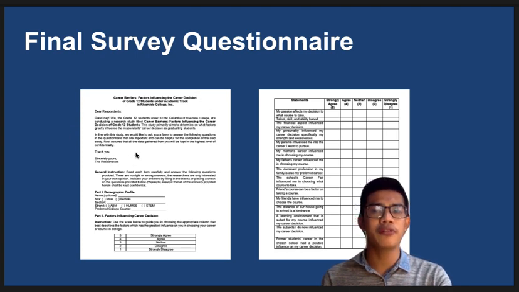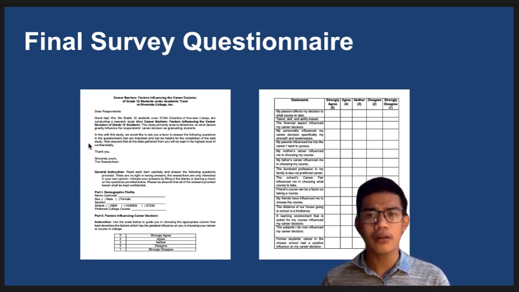So on top, you have to put a quick note there, telling the respondents what your study is all about, and address the confidentiality, informed consent, and privacy of data on top of your survey questionnaire. And then proceed with the general instruction, and then part 1 and part 2 of your survey questionnaires. So always inform the respondents on how they will answer each part under parts 1 and 2.